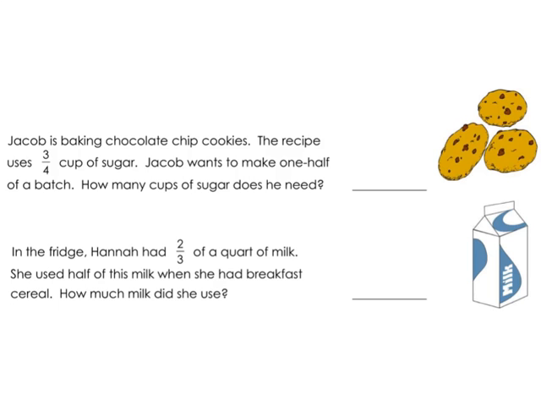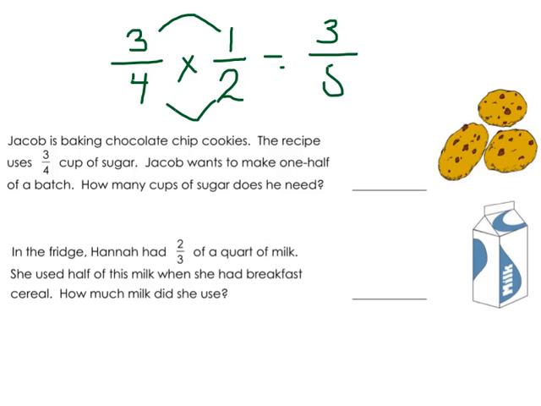So let's look at these 2 situations. Jacob is baking chocolate chip cookies. The recipe uses 3/4 of a cup of sugar. But Jacob wants to make 1/2 of a batch. So how many cups of sugar does he need? He needs half of 3/4. And I have a key word there. The word of tells me that I need to multiply. So 3/4, and I need half of that. So let's multiply. 3 times 1 is 3. And 4 times 2 is 8. And that's simple. He needs 3/8 of a cup of sugar.